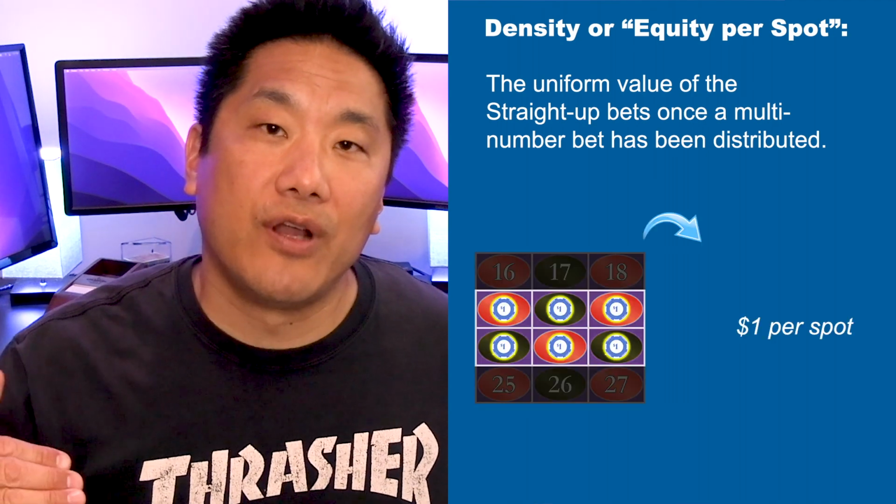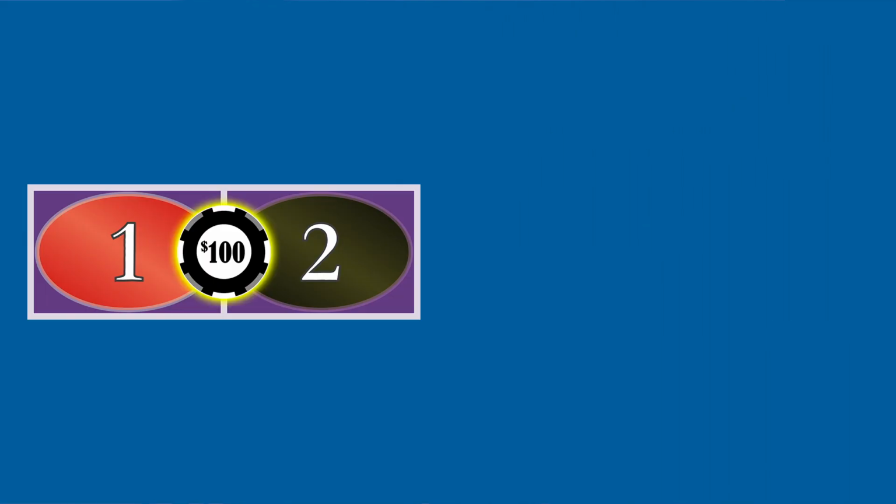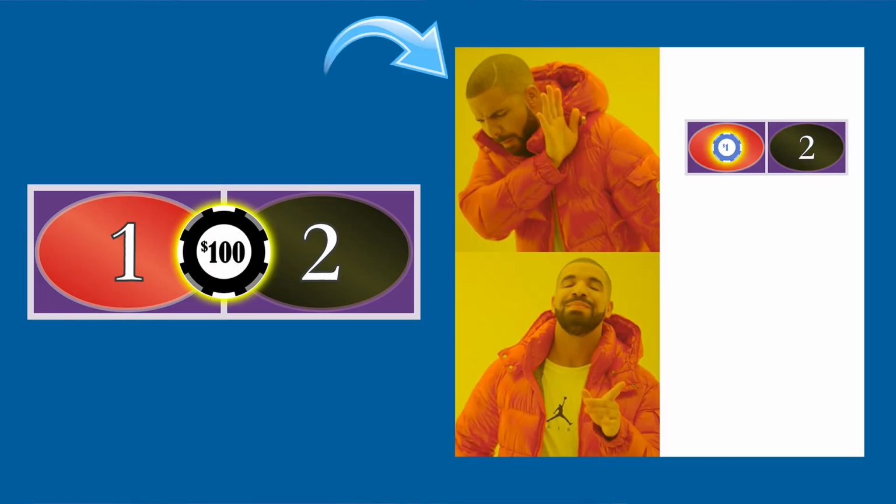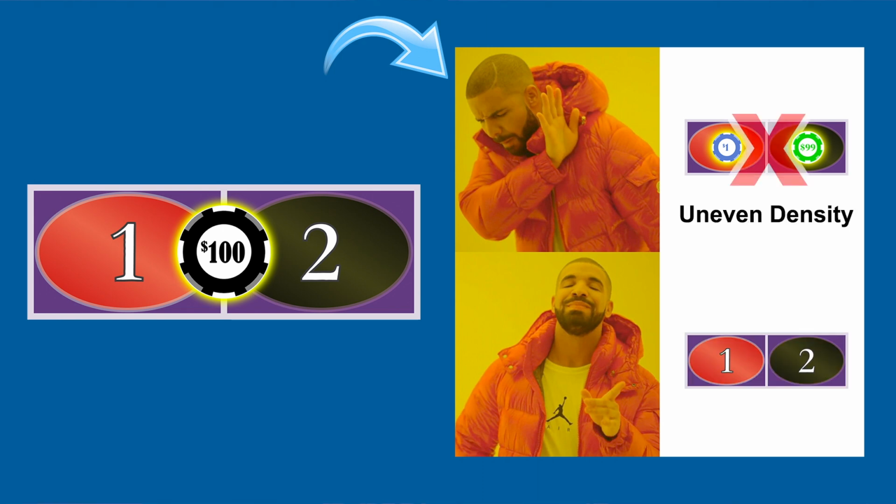So if you have $100 on a split bet between 1 and 2, you can't put $1 on 1 and $99 on 2, because the payouts are going to be different when you hit 2 as opposed to 1. To ensure that the $100 split bet has the same payouts as the straight up bets, you would have to put $50 on each. So how does this all work?